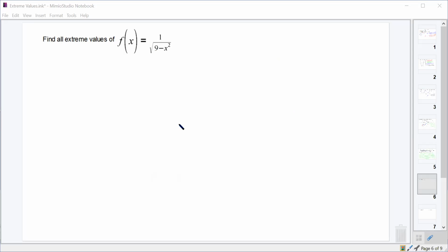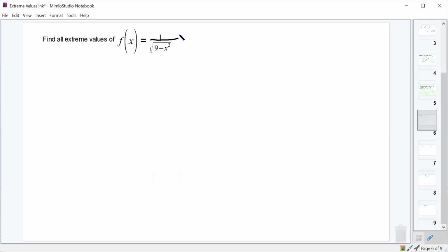All right. We good? Are we ready to start this next one? Sure, great. We want to find the extreme values of 1 over the square root of 9 minus x squared. For some reason it doesn't look like that, but now it does, much better. All right, so what are we going to do with that?